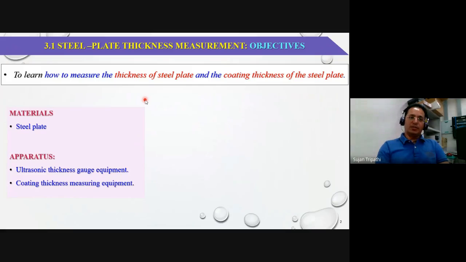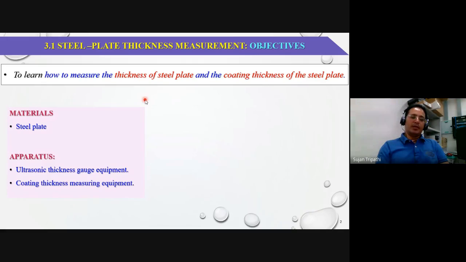Basically, in today's class, we have 2 sections. In the first section, we will discuss the measurement of thickness, which includes the thickness of the plate and the thickness of coating. In the next section, we'll discuss ultrasonic testing for the detection of defects on the welding. I think you know about welding, right? So, I'm starting from the first section.